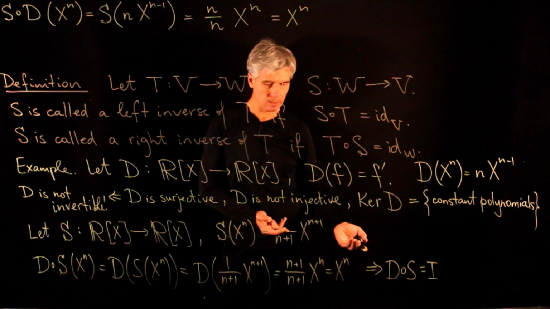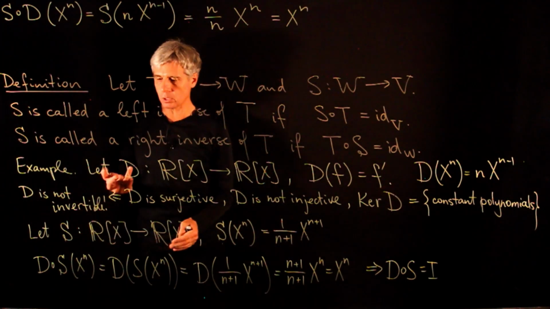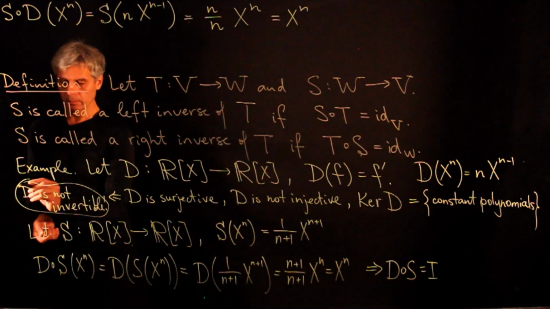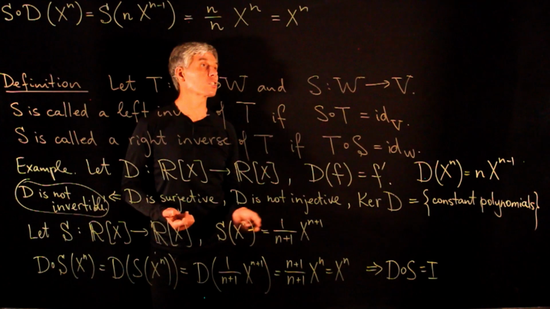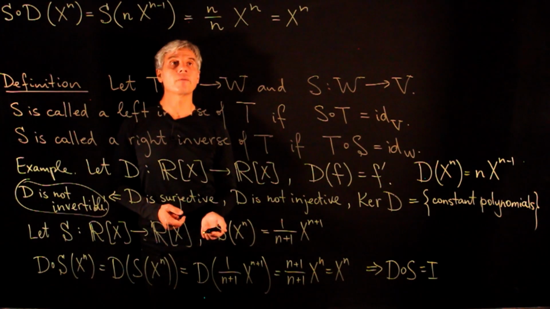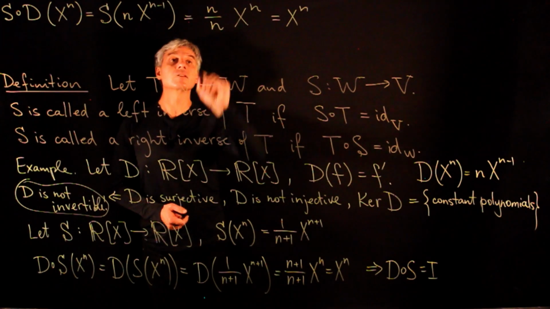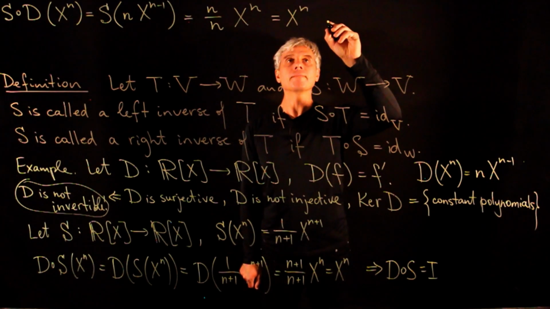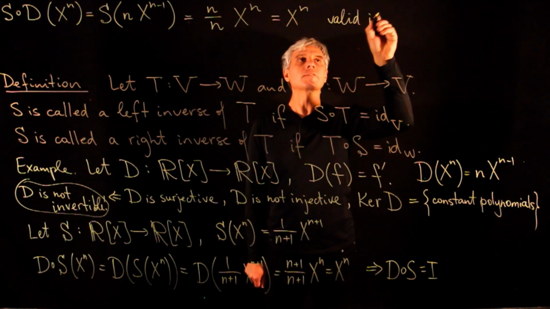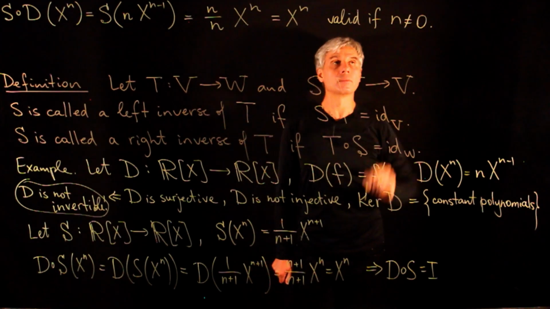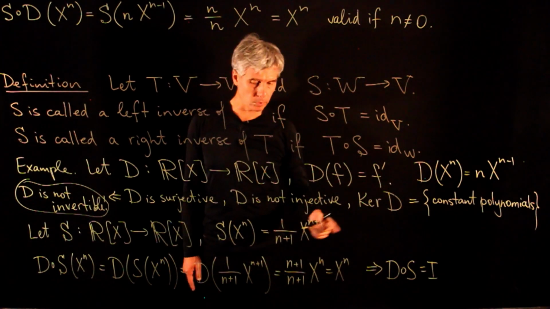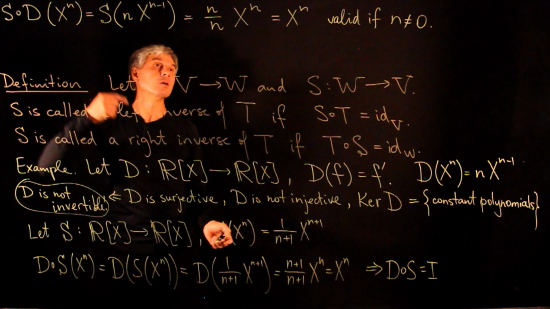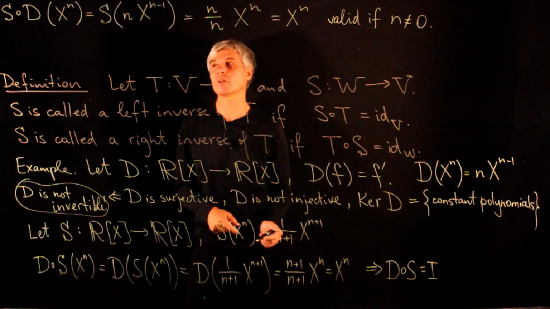On one hand, it looks like S is the inverse of the transformation D, but here we said that D is not invertible, right? So what's the contradiction here? Well, the thing is that here we have this n in the denominator. So this means that this calculation is valid only if n is not equal to 0, right? And for the space of polynomials, a constant polynomial is x to the power 0. So for x to the power 0, this calculation is not valid.